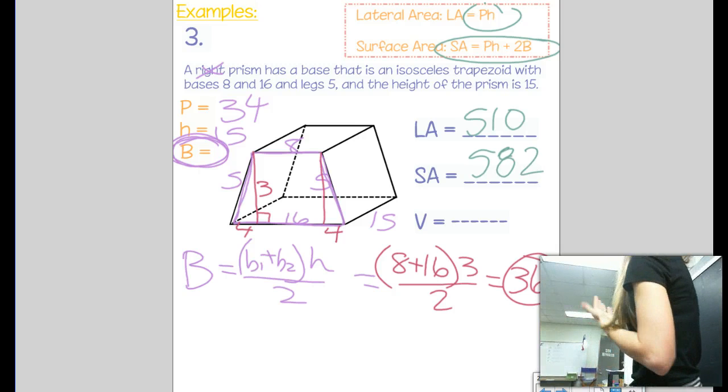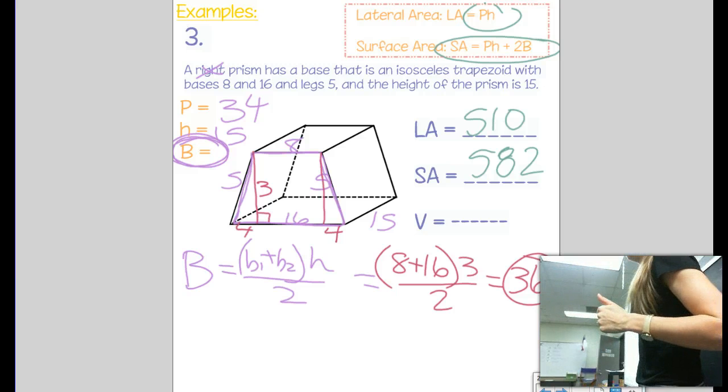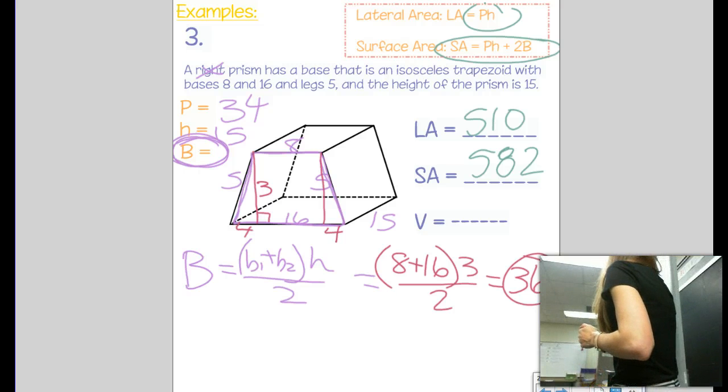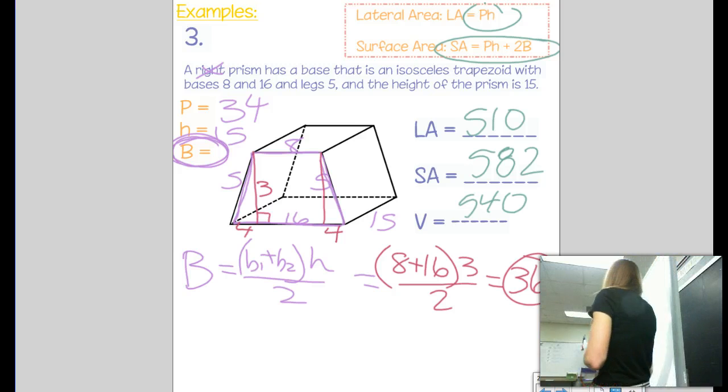Last one. This is my favorite formula. I think it's the easiest. Base times height. 36 times 15. B times H. What? 540. Whew. We are definitely going to stop there.